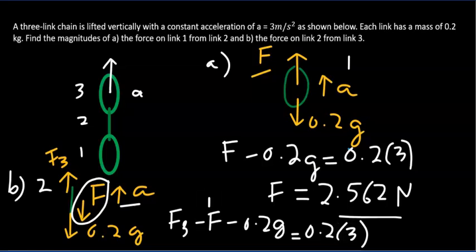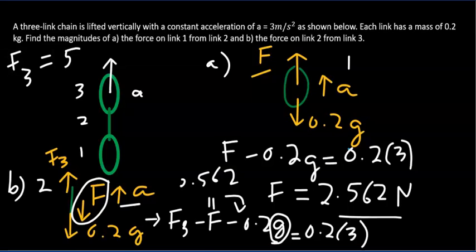We have computed F from part A. It's 2.562 newtons. And putting everything together in this equation and recalling the fact that g is 9.81, you will be able to calculate F3, which is the force on link 2 from link 3. And that turns out to be F3 equals 5.124 newtons. And that is the answer for part B. And that solves the problem. Thank you for watching.